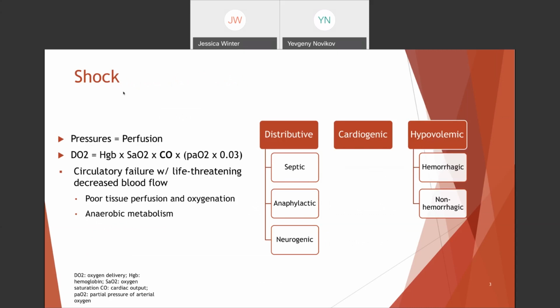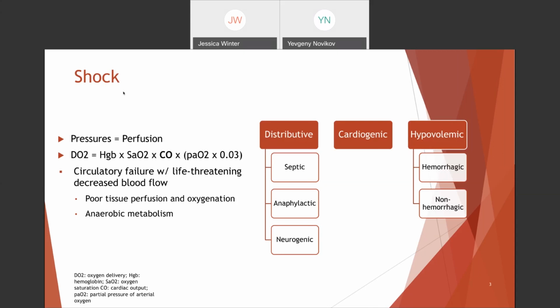So any shock state is where you have a decrease in perfusion. And that decrease in perfusion can be because you don't have enough volume inside of the vessels, like we see a lot with our hypovolemic shocks, either hemorrhagic blood or non-hemorrhagic. Something like septic shock, which is sometimes described as a distributive shock, neurogenic shock or anaphylactic, you just have too loose of tone. Obviously, cardiogenic shock, you have decreased perfusion because your cardiac output has been decreased.